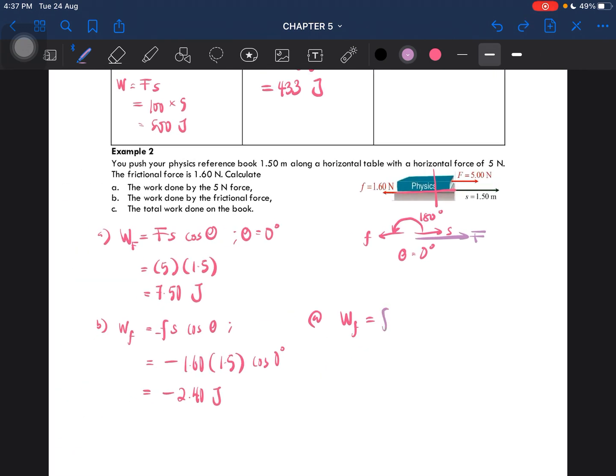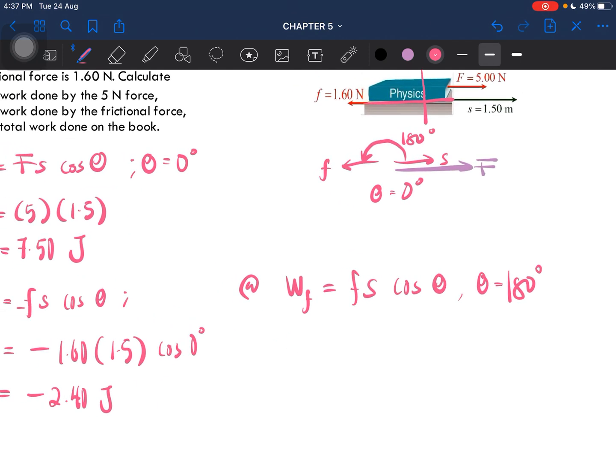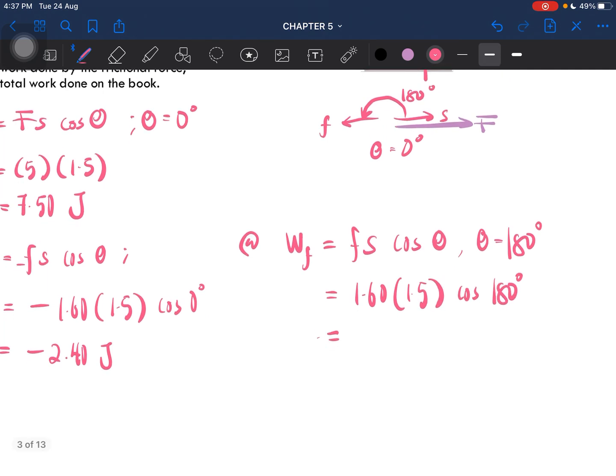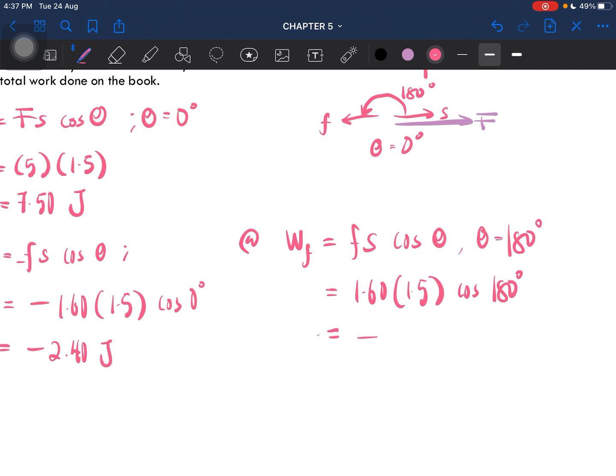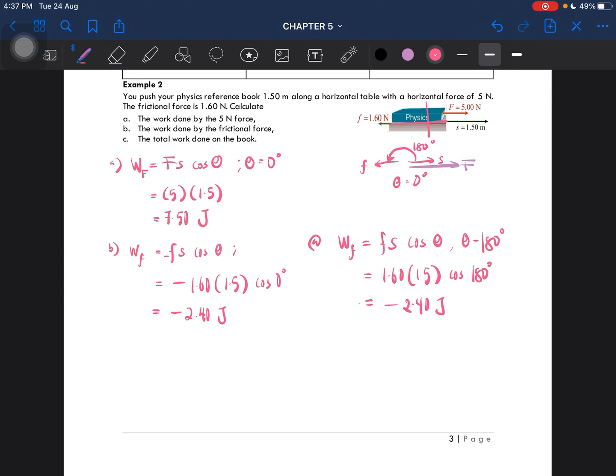I do think you should do the angle to be equal to 180 degree. I guess it's the most convenient way. But if you are confused, then just write negative in front of the F, okay? So that you don't miss out on the negative value.